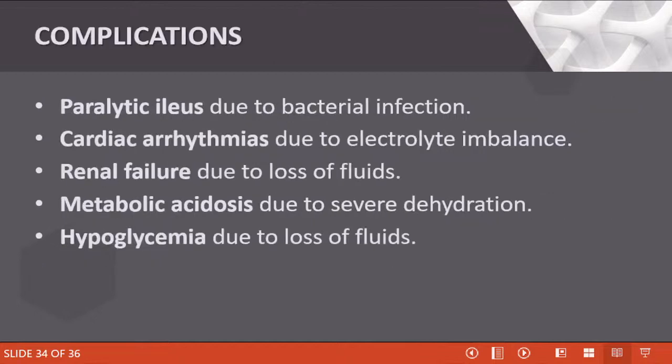We proceed. What are the complications of cholera? So we've got 5 complications with me. Firstly is paralytic ileus. The paralytic ileus can be due to bacterial infection. Secondly, cardiac arrhythmias will be due to electrolyte imbalances, for example, hyperkalemia. Also, renal failure is going to be due to loss of fluids. Metabolic acidosis is going to be due to severe dehydration. And lastly, hypoglycemia.